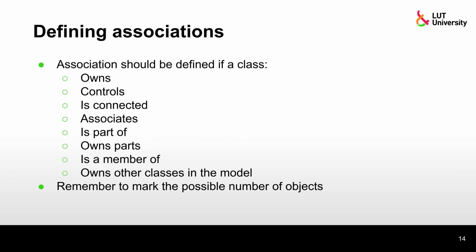And it is often good to mark the possible number of objects. So for example, a car usually has only one engine, but it usually has more than two wheels. These kinds of things are nice to have. We will have an example on this later. And describe these associations clearly. There are different ways to describe them. You will soon see that.